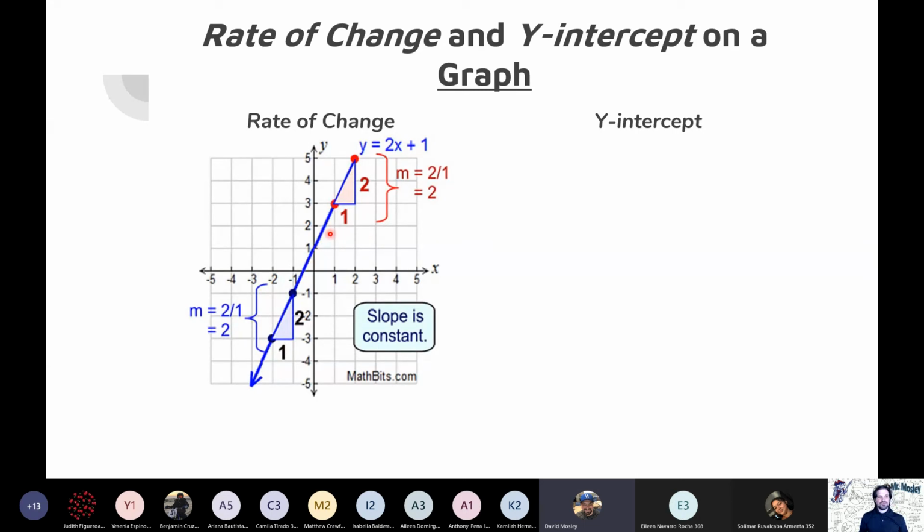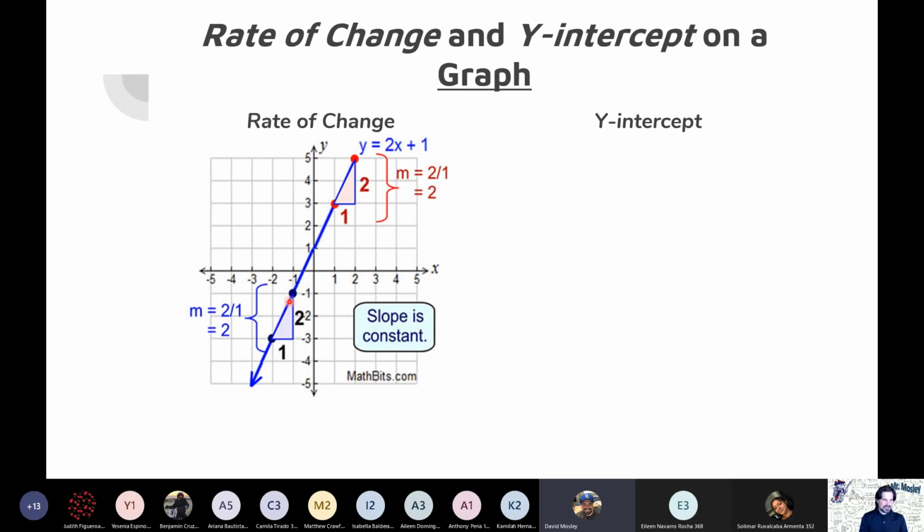We said we can find the rate of change. In this case, they're using the letter m for slope by dividing the change in y by the change in x between 2 points. So we've got two examples here. They have this first point here and the second point here. And the change in y was 2. The change in x was 1. And so they did 2 divided by 1. The slope or rate of change is 2.